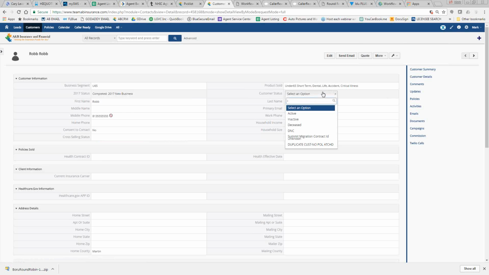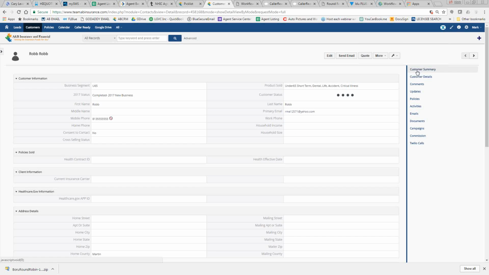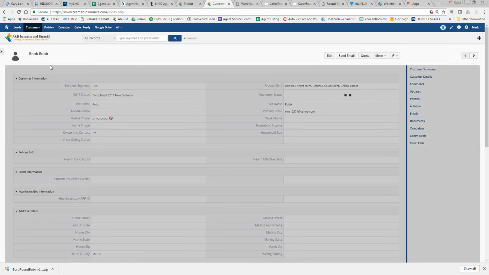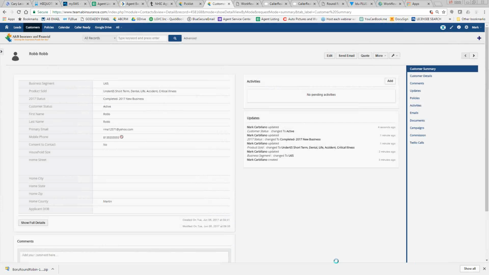The customer status needs to be active if they're active, inactive when they cancel, deceased when they are deceased. Once it's active and I go back to my customer summary, and if I'm looking at Rob in my list, Rob will now be in green. It'll have a green highlight for you.